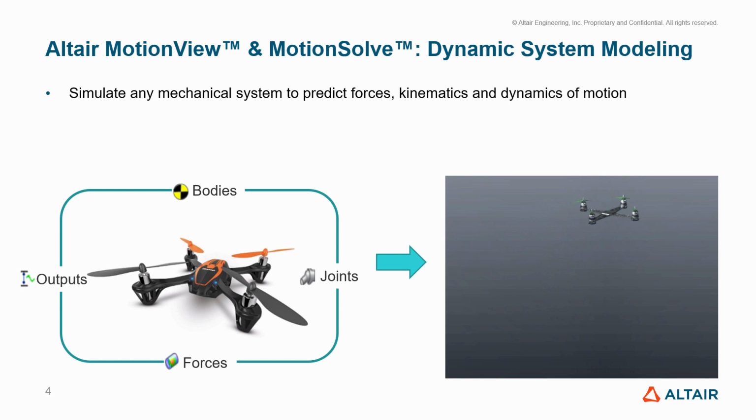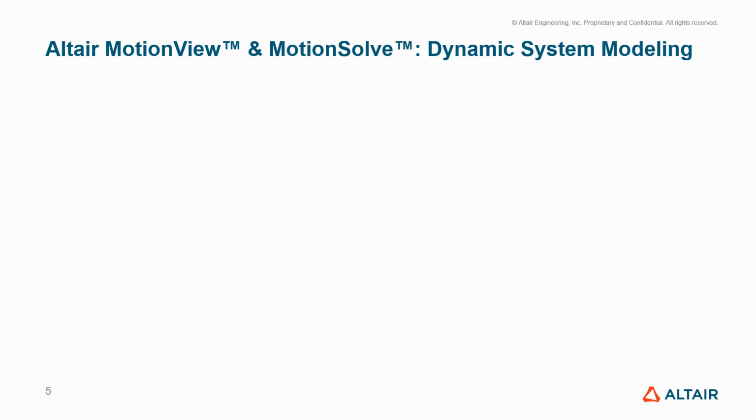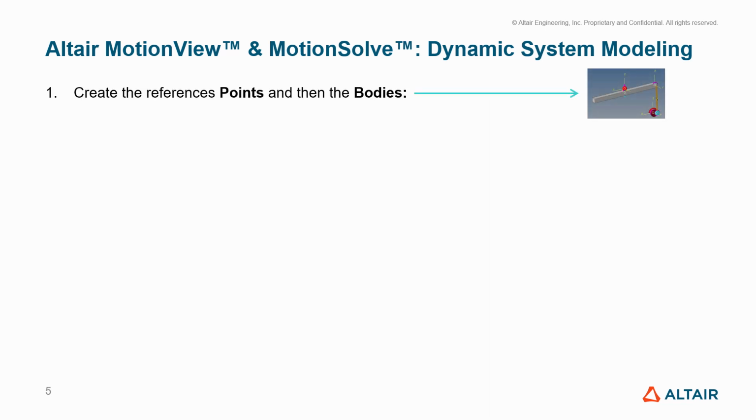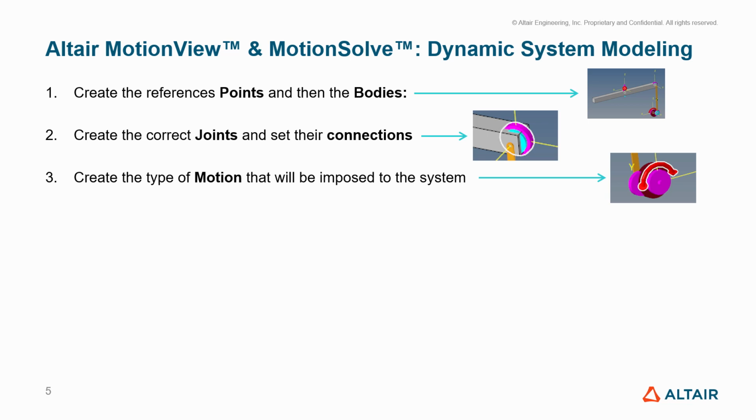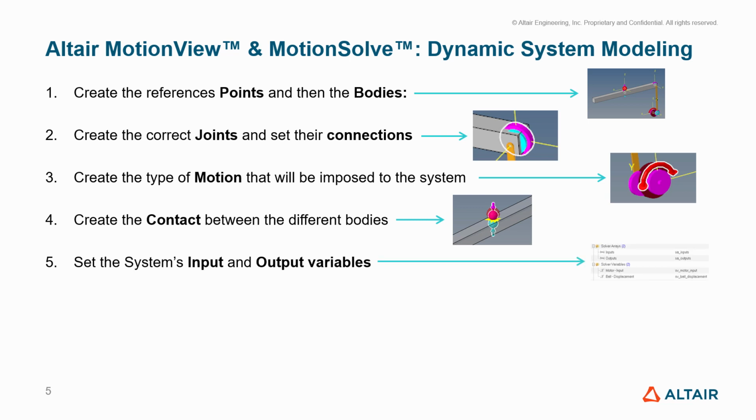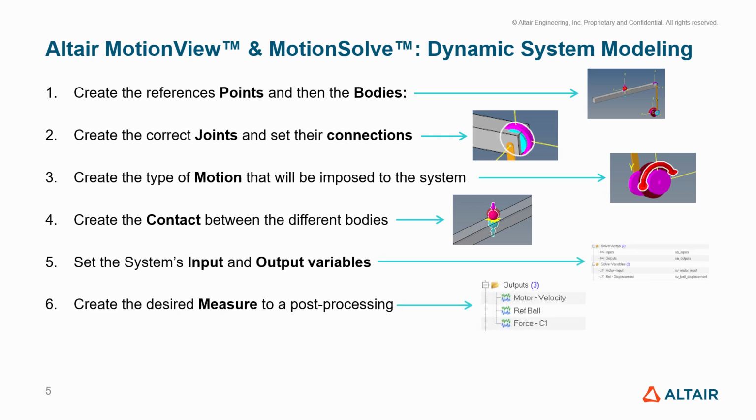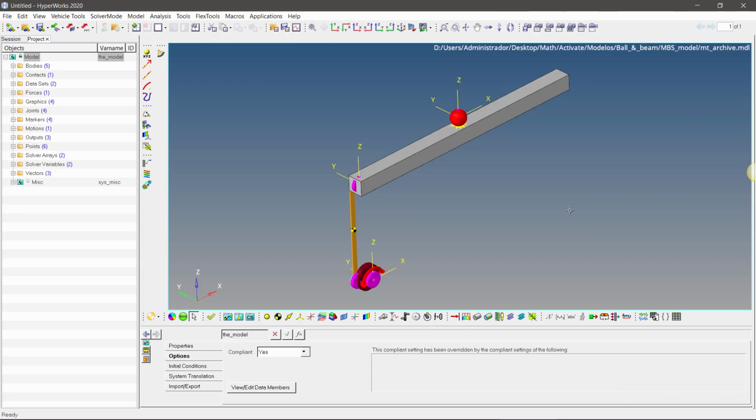They can solve mechanical systems with rigid and flexible bodies that are connected by different types of kinematic constraints and flexible connectors. So, here we have the steps to model a system in a multibody environment. We would have to create some entities like points and then bodies, create the desired joints to connect the bodies, create the type of motion that will be imposed on the system, create the contact between the bodies, and set the system input and output variables, create the desired measures for post-processing, and finally set the solver settings and export the XML file. So let's move on to MotionView and understand them.